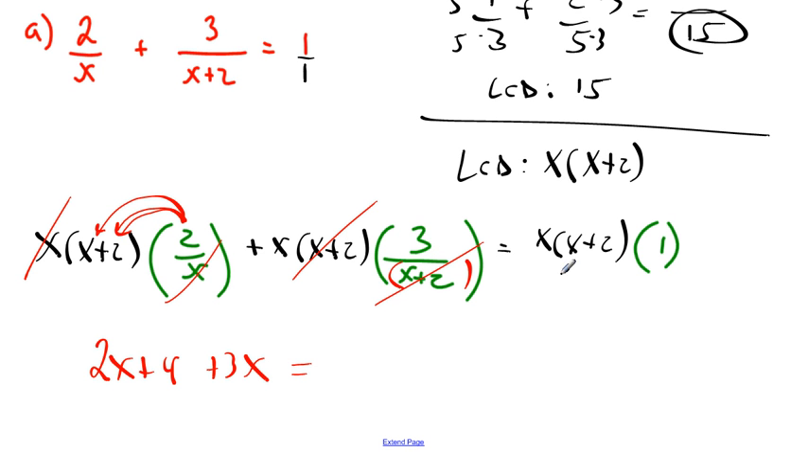All right, and then right here, x times x plus 2 times 1. Just go ahead and multiply through this guy right here. So x times x is x squared. x times 2 is 2x.